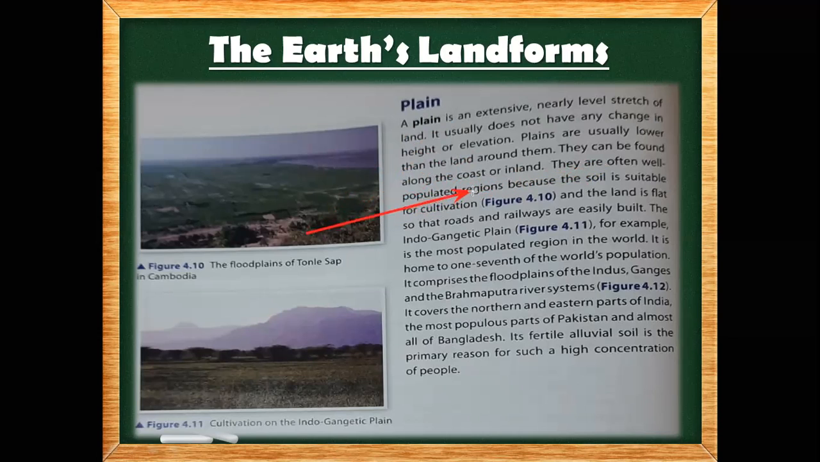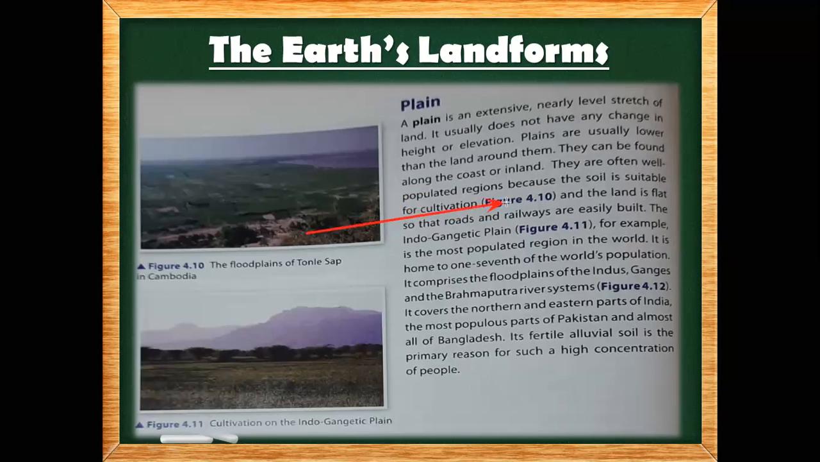Why are these plains well populated regions? It means there are so many people living there, because the soil is suitable for growing crops. Cultivation means growing crops. The area which is good for growing crops, people do the cultivation there. And when the area is used for cultivation, then people are also living there.